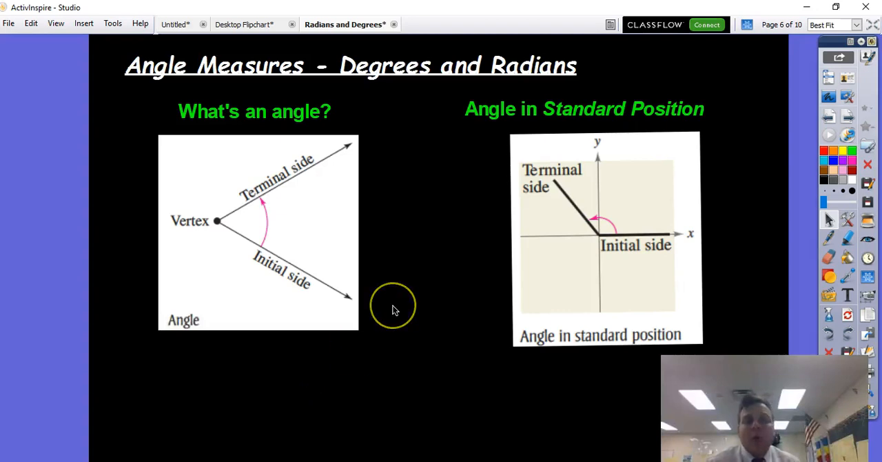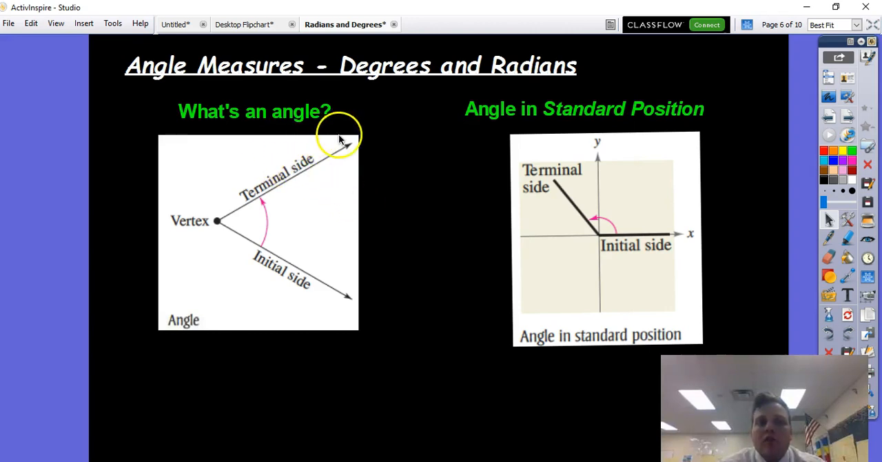Hey guys, we're going to have a pretty short video over coterminal angles. First off, let's discuss what an angle is. We should already know that, but just in case you don't, an angle is where two lines meet at a vertex, which is a point, and the angle is just a measurement between the two lines. We usually measure this angle in degrees, but we've also been talking about measuring it in radians.